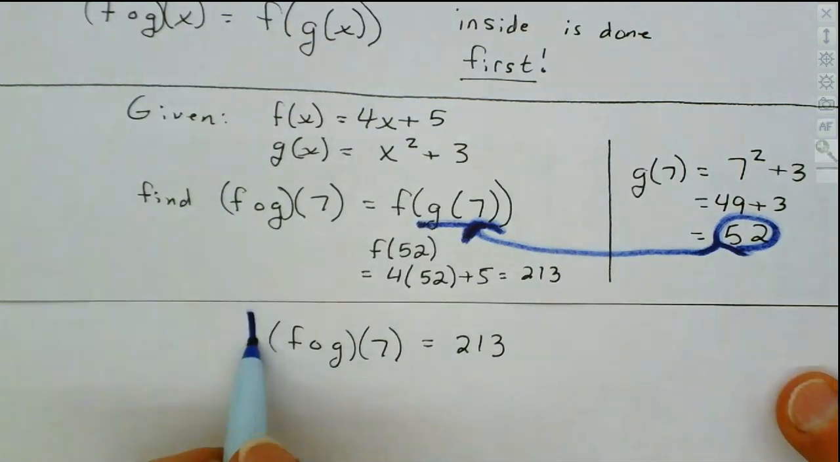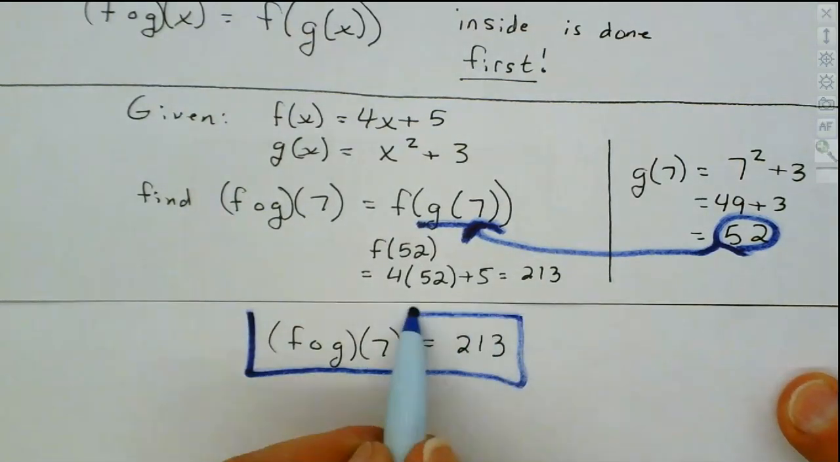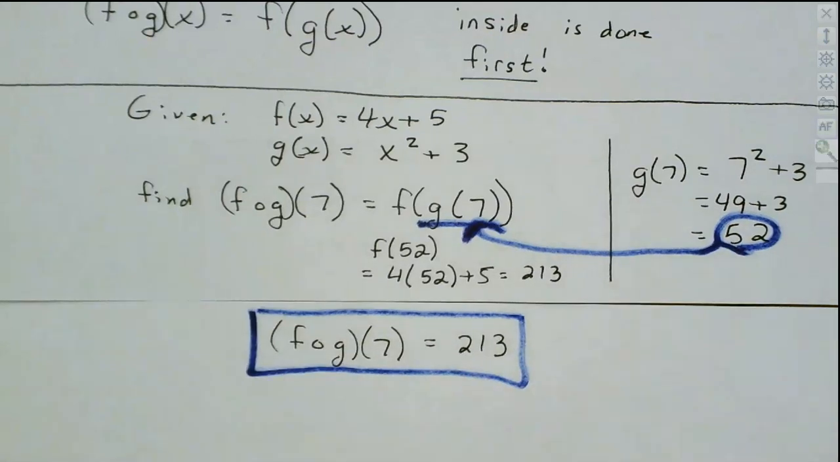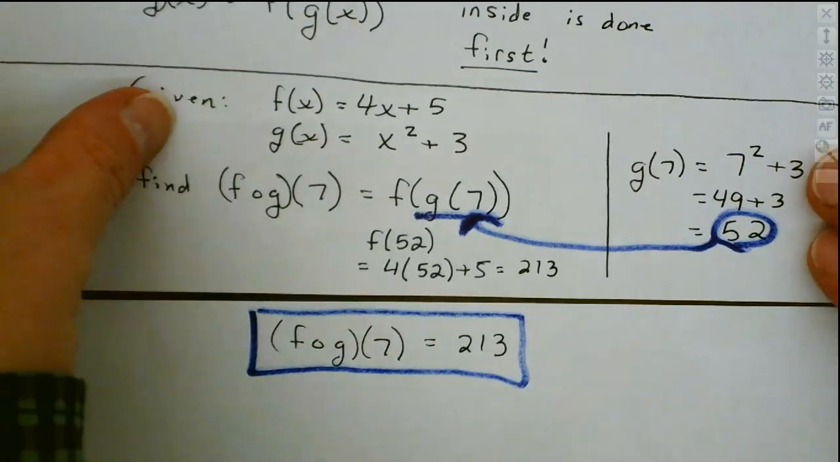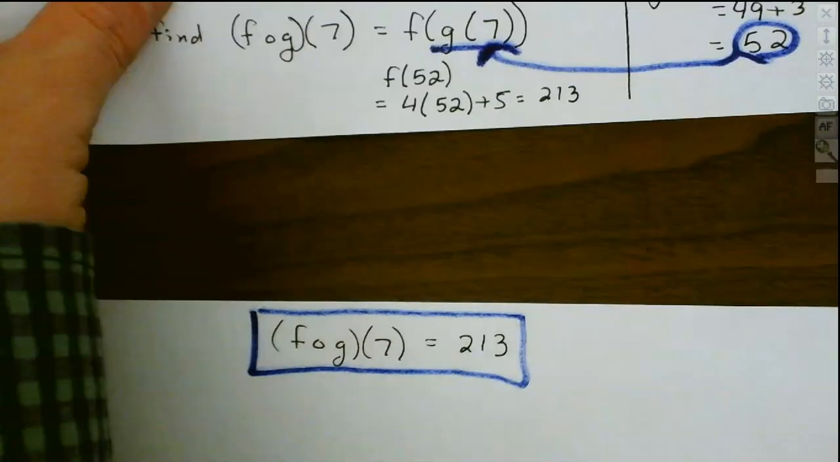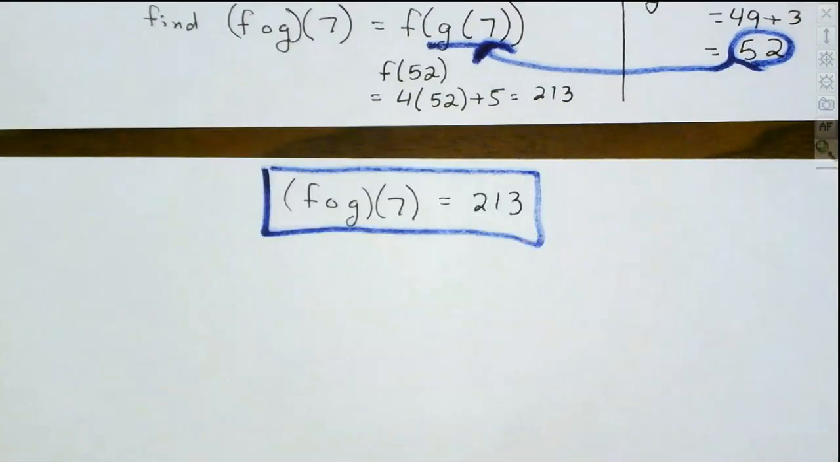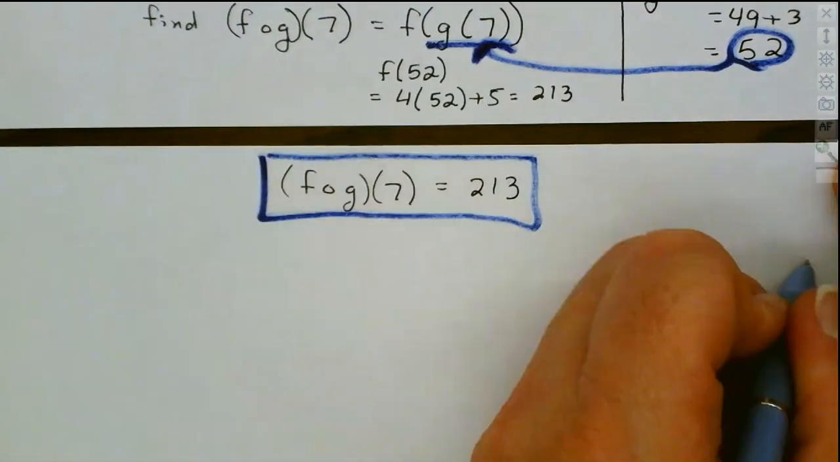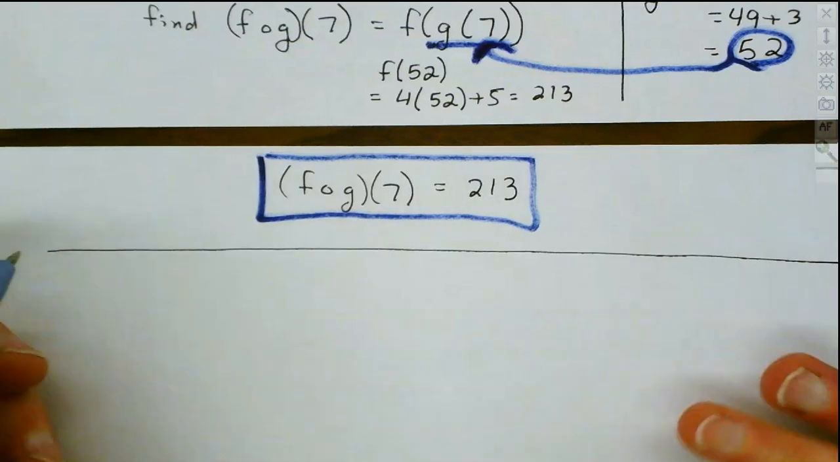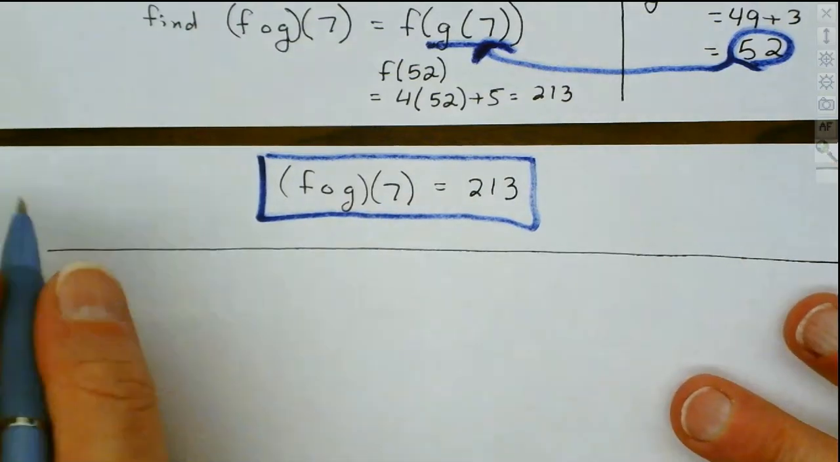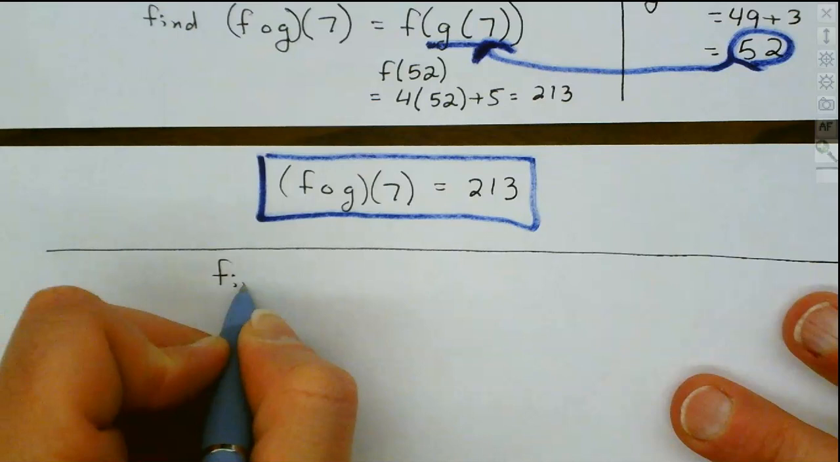We're going to do another one of these, and then we'll see how to do them with variables, if we have time. Yep, I think we'll still have time. So let's do another one. And again, we're just going to find the composition.